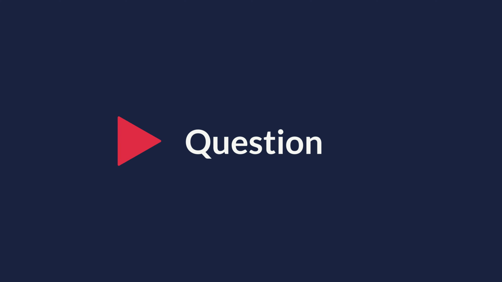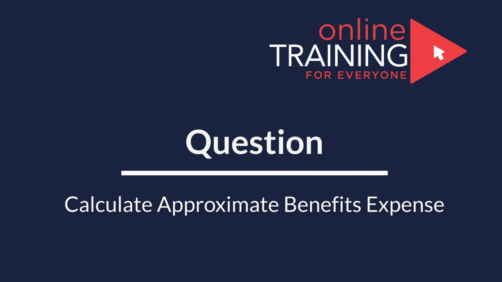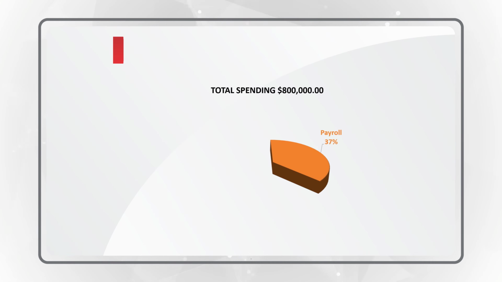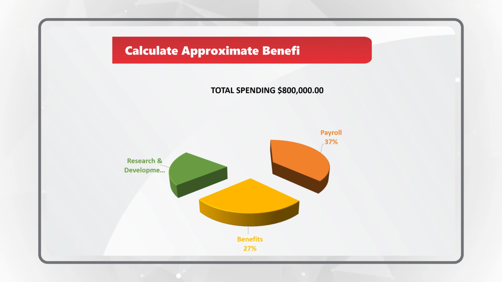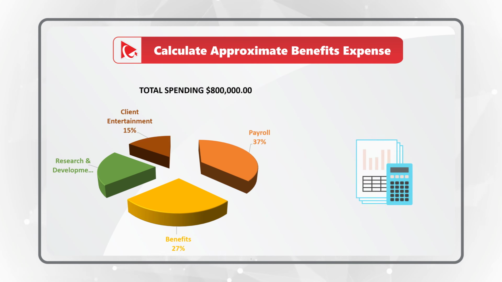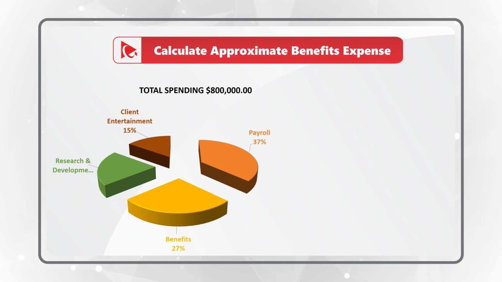Here's an amazing question with an unusual twist, which tests your knowledge of pie charts. You're presented with total spending for the organization, and you need to calculate the approximate benefits expense. In addition to benefits expense, you see payroll expense, research and development expense, as well as client entertainment. And your final selection is within one of 4 possible choices.